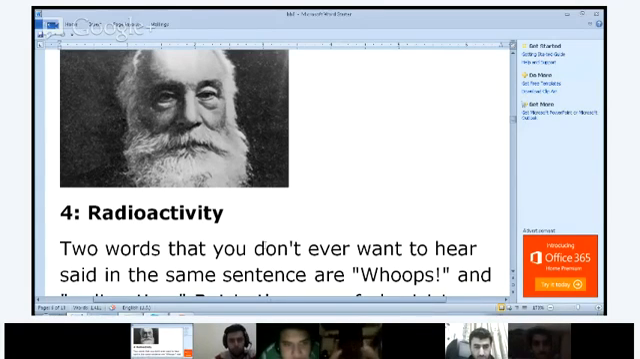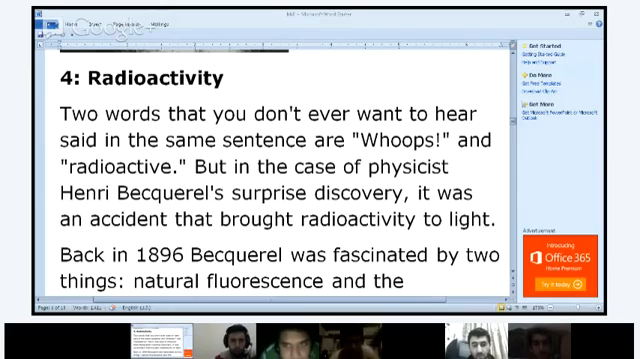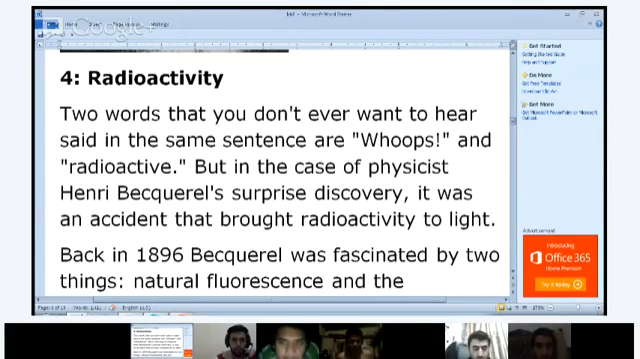All right, so let's read this next one here. Whose turn is it? Jose, did you read? Yes. But actually, could you start this story for us by reading the first paragraph? Okay. Radioactivity. Two words that you don't ever want to hear said in the same sentence are whoops and radioactive. But in the case of physics, Henry Becquerel's surprise discovery, it was an accident that brought radioactivity to light. Okay, so this is the discovery of radioactivity.